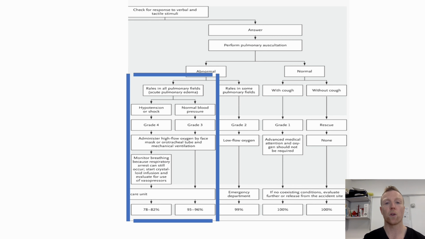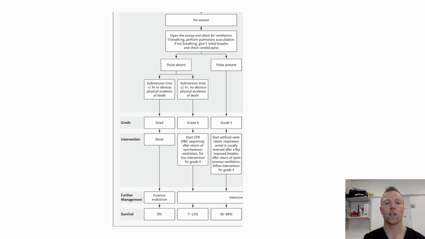So if your patient was removed from the water and was able to answer and had a normal respiratory examination, they all survived. If they were able to answer and had some evidence of aspiration of water, and a normal blood pressure, 95 plus survival rate. With a hypotensive or shock, survival rate was still somewhere in the 80% range. They were also able to offer answers for those more severely unwell. So those who had an absent pulse, who were submerged for over an hour, and who had obvious signs of death, none of them survived.